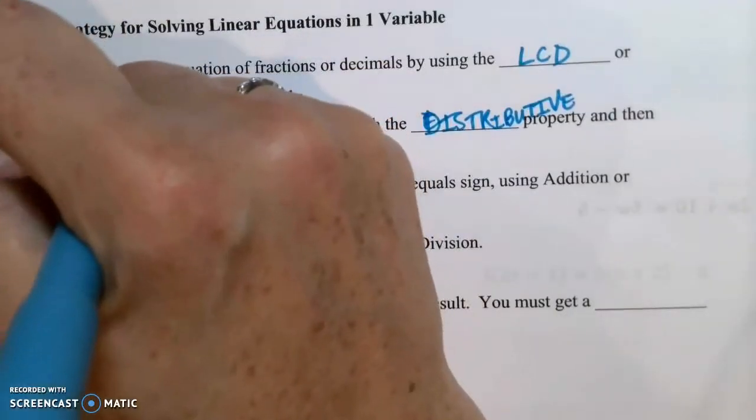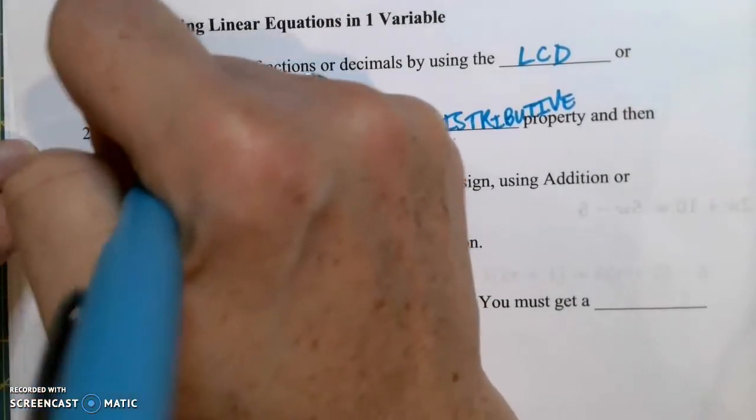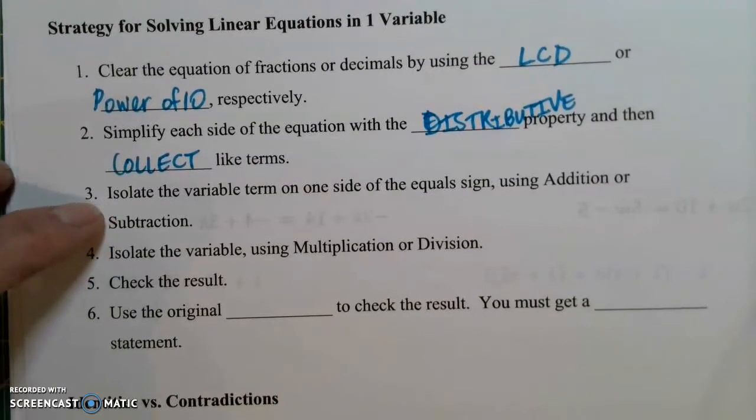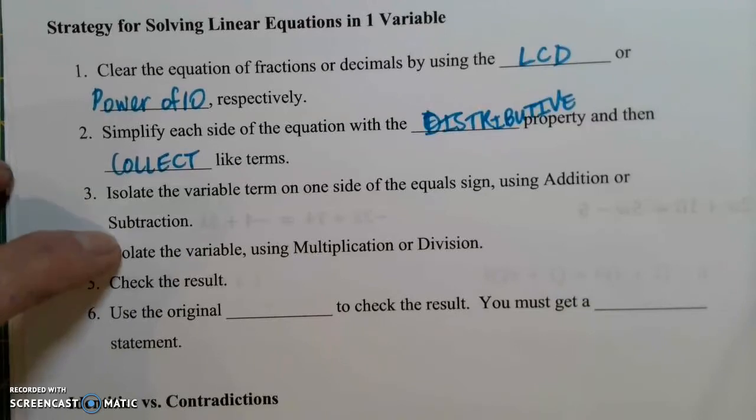And then collect like terms. So we get rid of any parentheses with the distributive property, then we collect like terms. Isolate the variable term on one side of the equal sign using addition or subtraction. So get all the variables on one side, and then all the constants on the other. And then in step 4, we're going to isolate the variable completely by using multiplication or division.